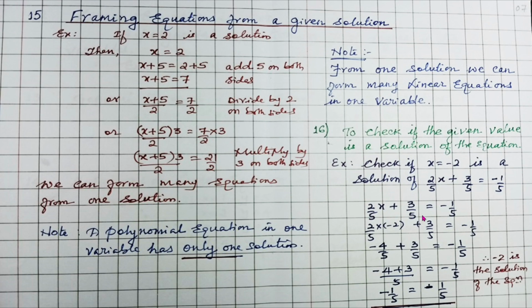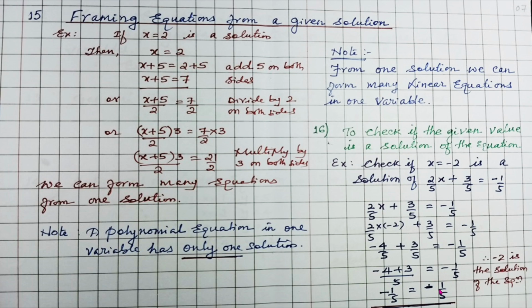2 by 5 x plus 3 by 5 is equal to minus 1 by 5. Now x is equal to minus 2. Put minus 2 where x is. Then 2 into minus 2 becomes minus 4 by 5 plus 3 by 5 equal to minus 1 by 5. Now the denominator is the same, so just add the minus 4 and 3. We get minus 4 plus 3 becomes minus 1 by 5, and that is minus 1 by 5 is equal to minus 1 by 5.